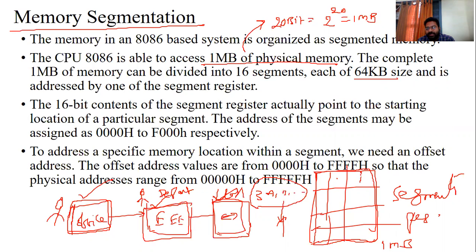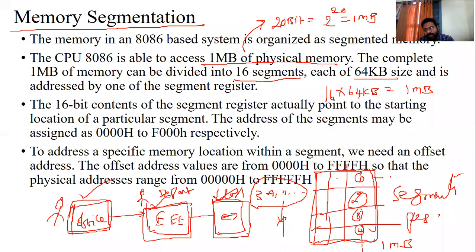This is one segment, this is the second segment, this is the third segment, this is the fourth segment, and so on. How many segments are divided here? Logically 16 segments are divided. Each segment is 64 KB. 16 into 64 KB is equal to 1 MB. Remember, 1 MB.